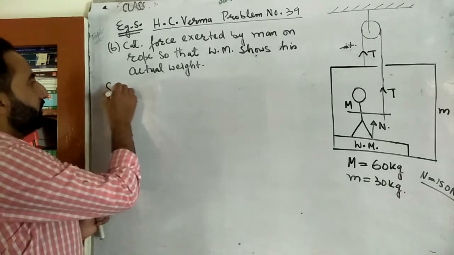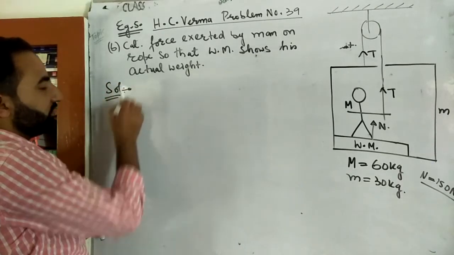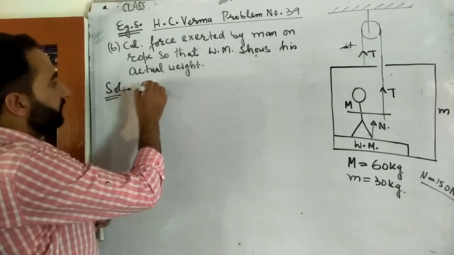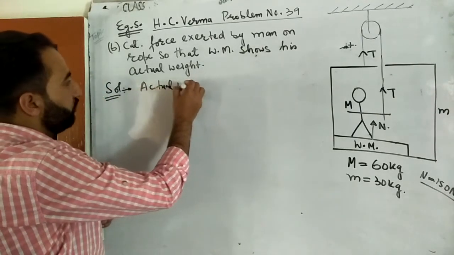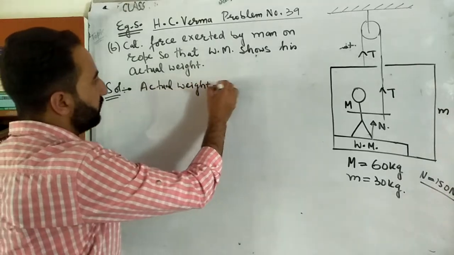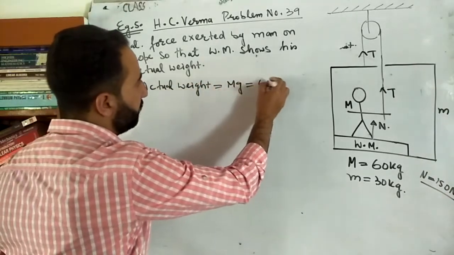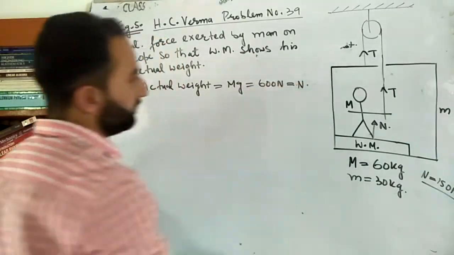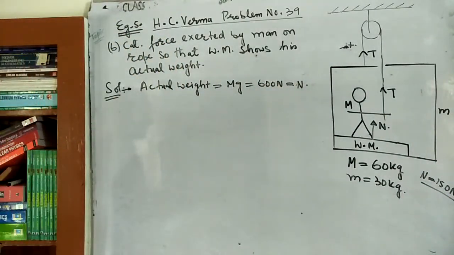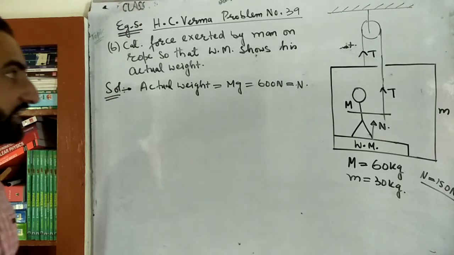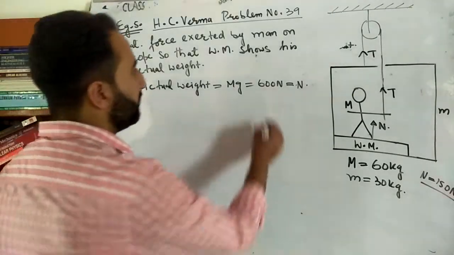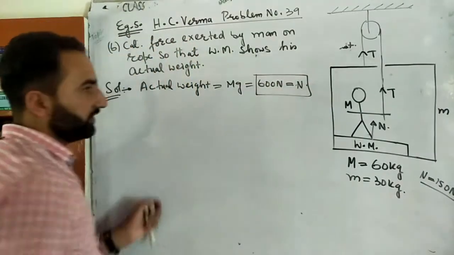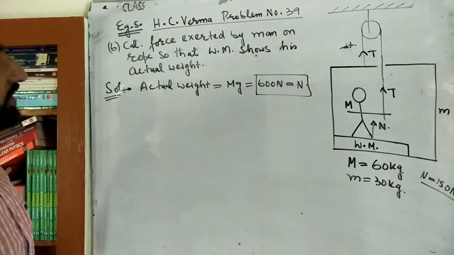Keep in mind. Solution. What does it mean? It means this. What is the actual weight? Actual weight of the person, how much is it? Actual weight is equal to mg, and that's equal to 600 Newton. It implies that the normal reaction must be 600 Newton. Because normal reaction is 600 Newton, only then the weighing machine will show a weight of 60 kg, will give a reading of 60 kg. So that means normal reaction is given to be equal to 600 Newton. And from there we have to calculate the value of T.